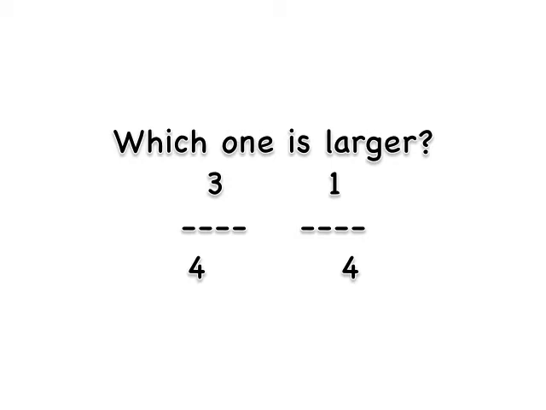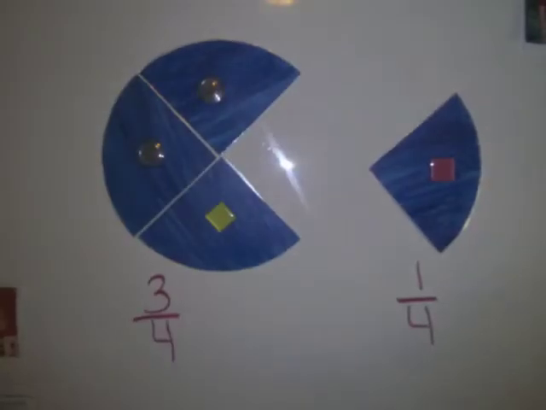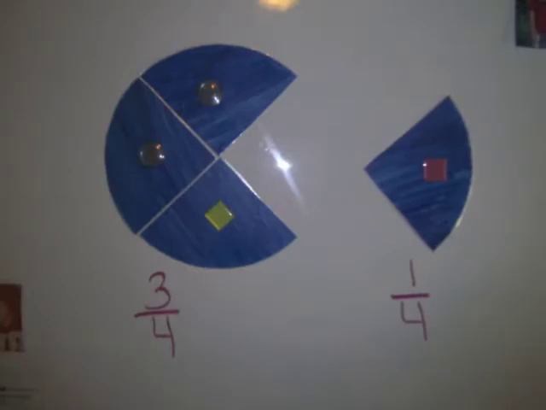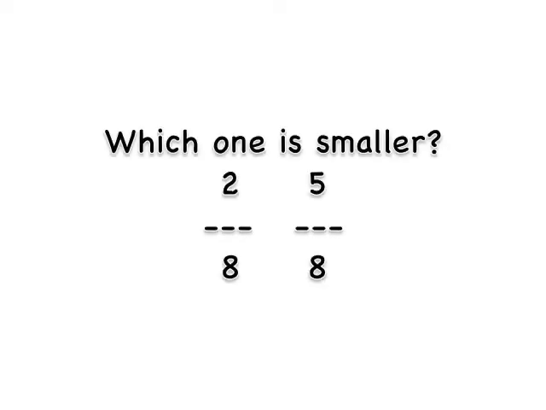Here we have two fractions. One is 3/4 and one is 1/4. We're looking for which one is larger. Here, we're going to use manipulatives to figure this out. Which one is the biggest fraction? Here shows that 3/4 is larger than 1/4. Simple, huh? Let's try one more with the same denominator.